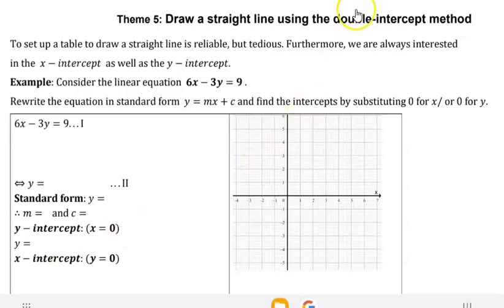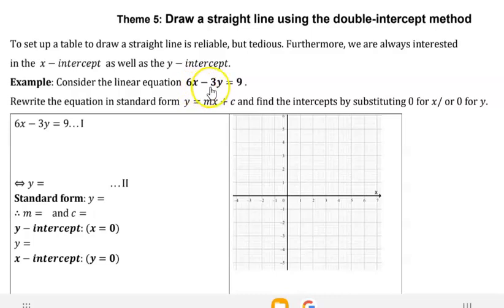In this video we're going to look at the double intercept method, how we will use that to draw a straight line. We've already used a table to draw a straight line. It is tedious, but it is a useful tool if we want to find out the behavior of other functions, like for instance a parabola and hyperbola, etc. But we are always interested in the x-intercept and the y-intercept of a function. So in this method, we go straight to calculating the x-intercept and the y-intercept.